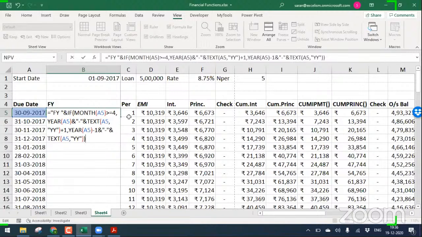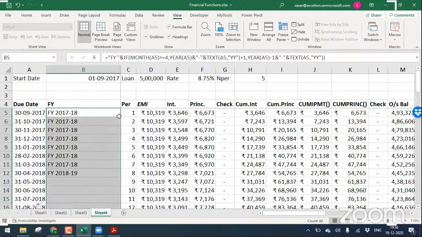If anyone has any question, please let me know. There are 2 conditions here. This is the logical test. If this is true, take the current year and the 2 digits of the next year. If I enter, do you think I'll get my correct answer? Of course. Now you can simply copy and paste. Wow.